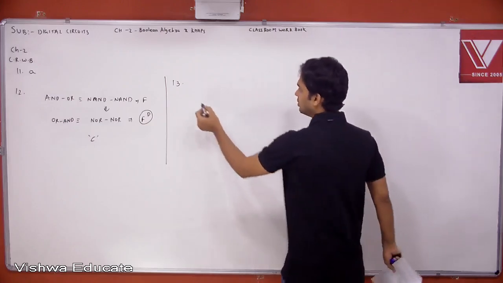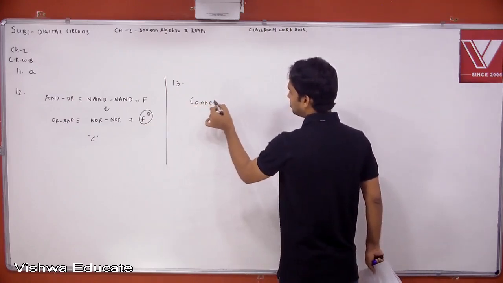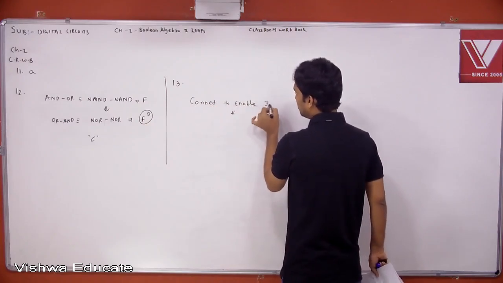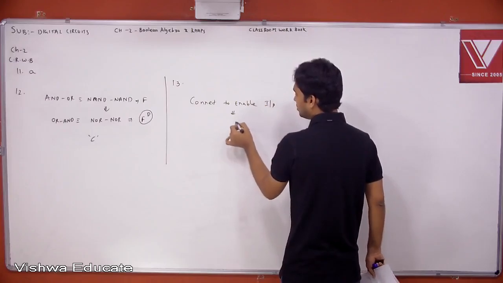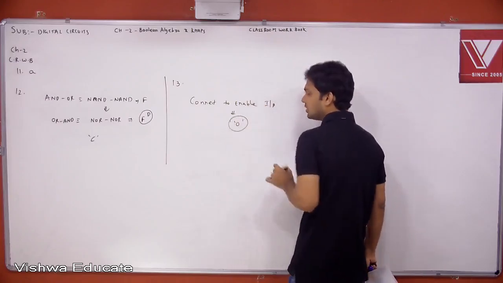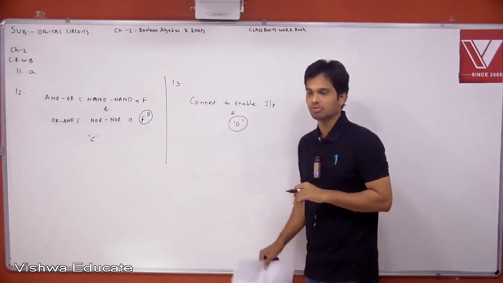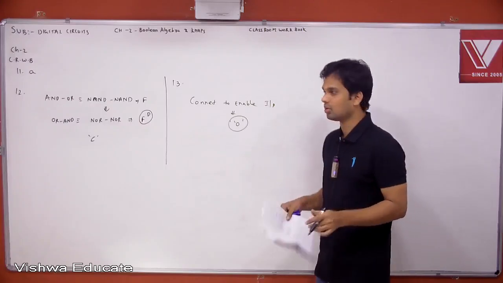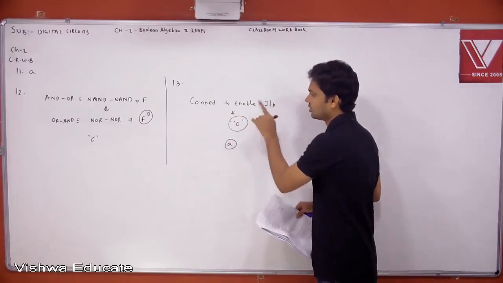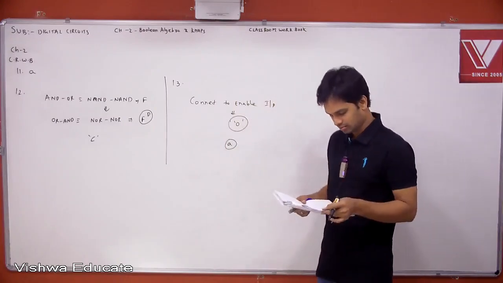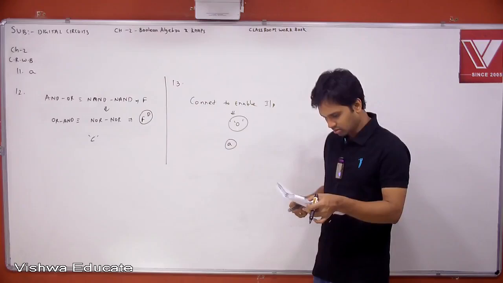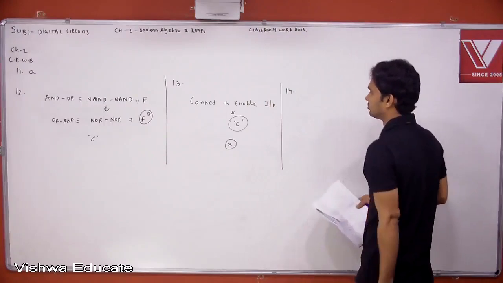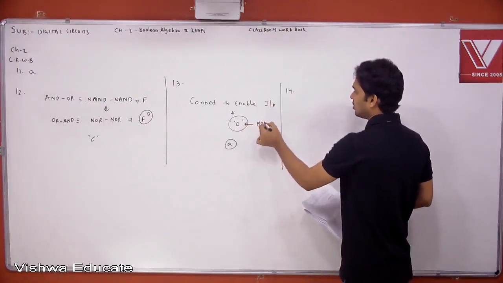For NOR gate, so what is the answer? Connect to enable input. So for NOR gate, what is enable input? 0 is the enable input. If it is NAND gate, 1 is the enable input. For NOR gate, 0 is the enable input. So what is the answer? Connect to ground. Option A. This we discussed starting, how to treat unused inputs. So the answer is connect to ground. 0 is the enable input of NOR gate.